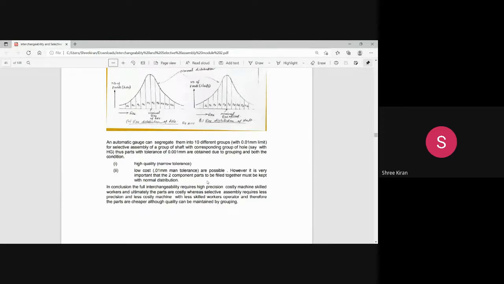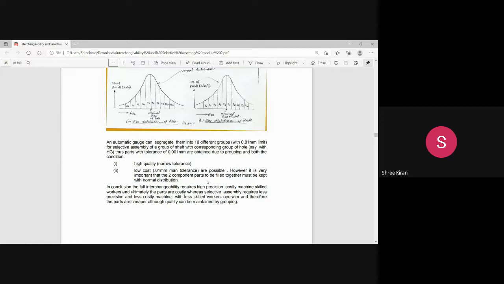So we can look at the countries manufacturing this. In conclusion, full interchangeability is like Japan products, which are very high quality. The same part replicated is manufactured by China products. The cost is 10 times lower, and the functionality is the same, but the quality will be different. That is an example we can say.